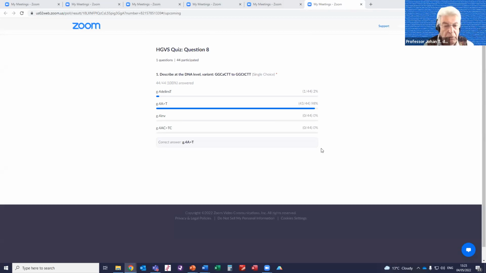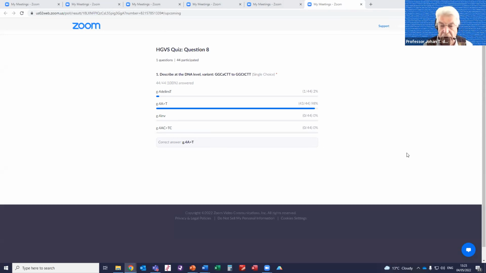Seems almost unanimous, nearly everybody had the right answer. So answer 2 is correct. It's a substitution from an A to a T. In theory, using HGVS, you can also describe it as an inversion of the A, or as a delins: g.4 there is a deletion and insertion of a T.